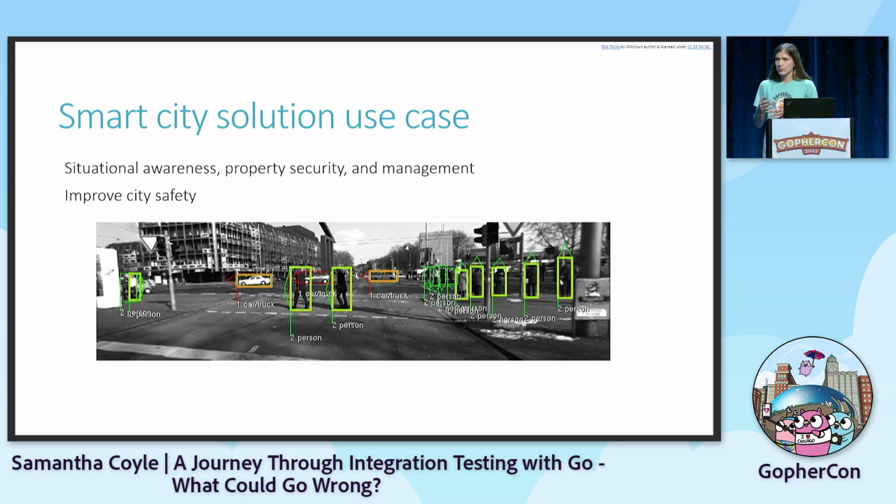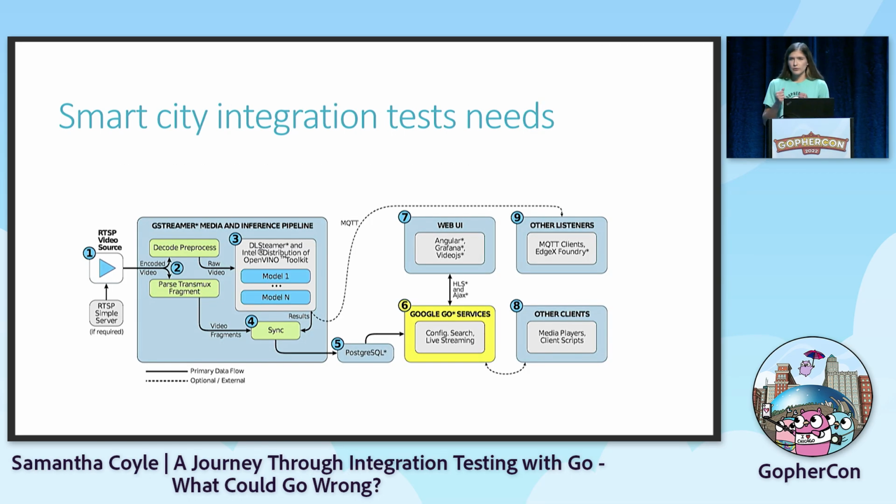Our solution was based on and inspired by a proprietary solution, but we ended up pulling a bunch of open source tools together to build ours. And you can see there's kind of a lot going on. So we had to look at what our smart city solution integration testing needs were. We needed a way of working with this busy architecture, right? There's a lot going on, lots of open source tools, and also in yellow, 3 Go microservices.